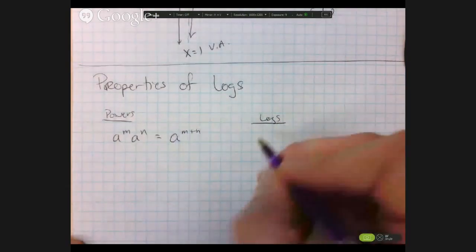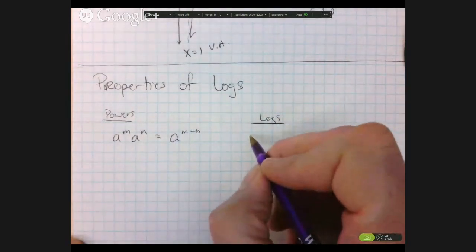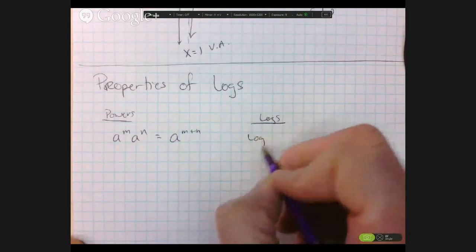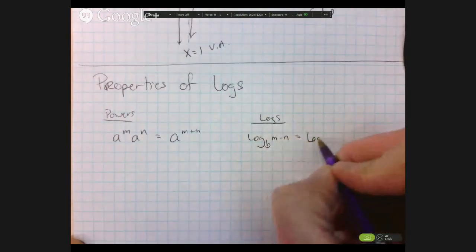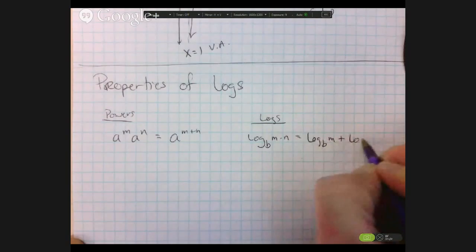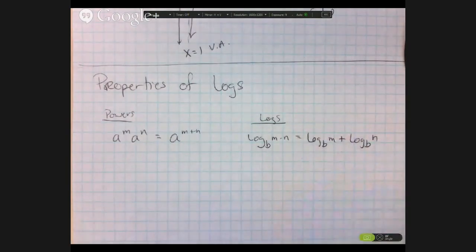Okay, we have a similar one for logarithms. M times n inside, you can split it and add them as two separate logs. You can also go backwards. Most of the time we use this going right to left to make things more simple.